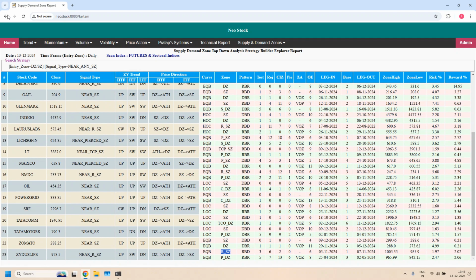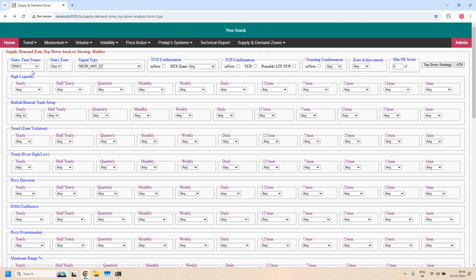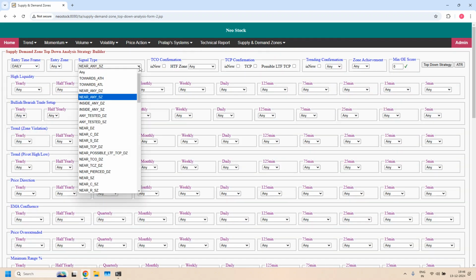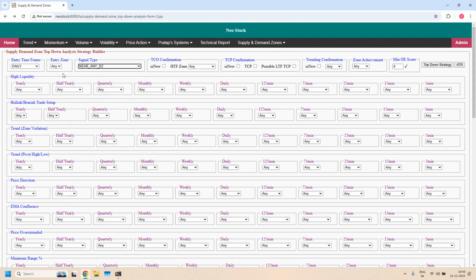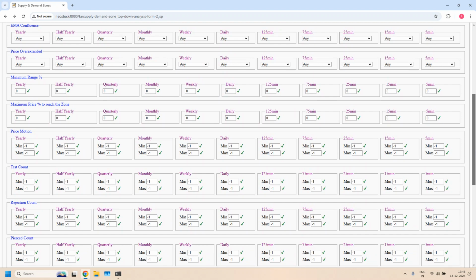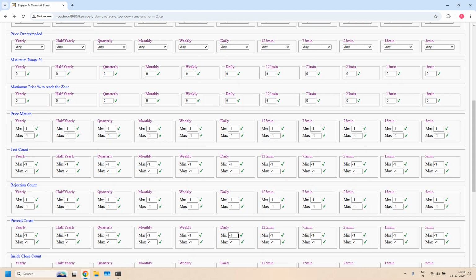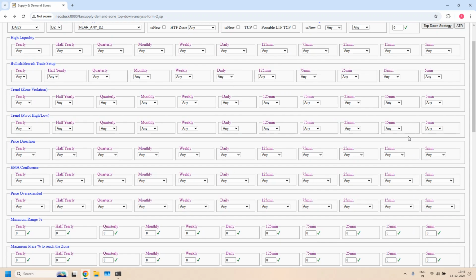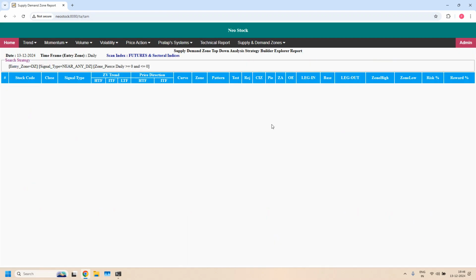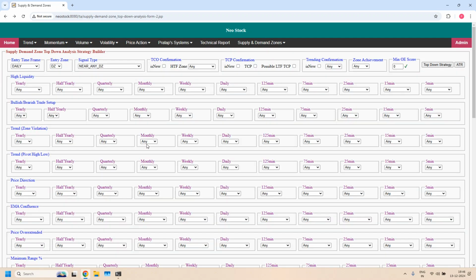Okay. Next, for daily time frame, price closed inside the daily demand zones, and these daily demand zones should not be pierced. So in the pierced count, daily time frame, minimum value 0, maximum value 0. Let's filter. So currently no stocks are closed inside the daily demand zones.